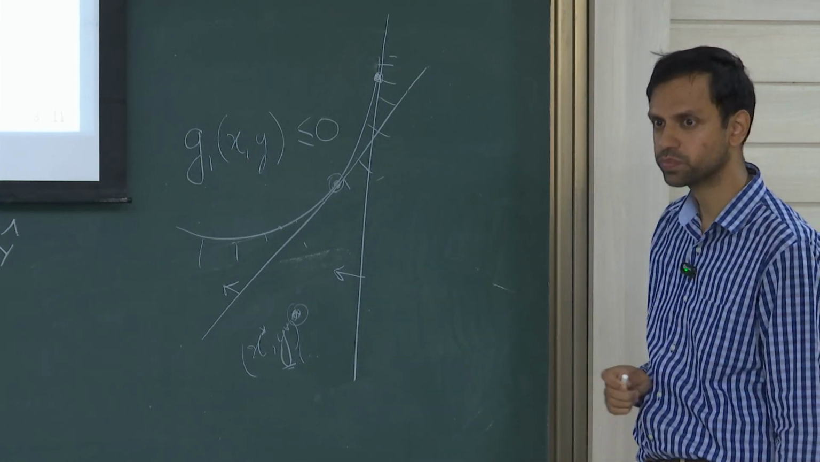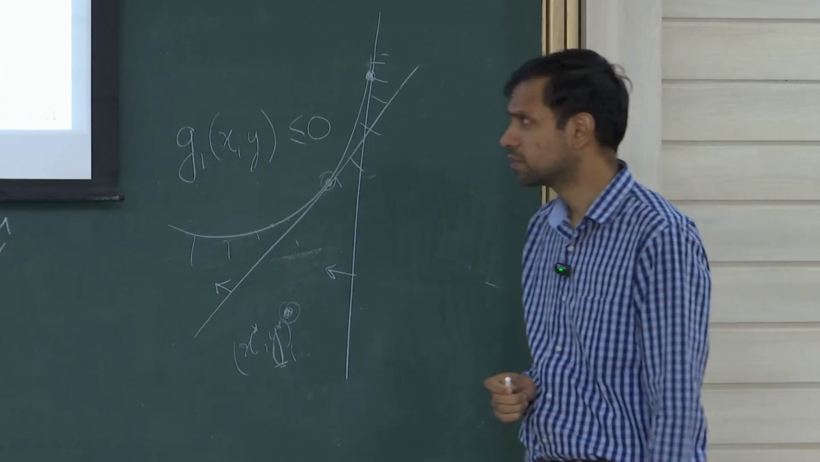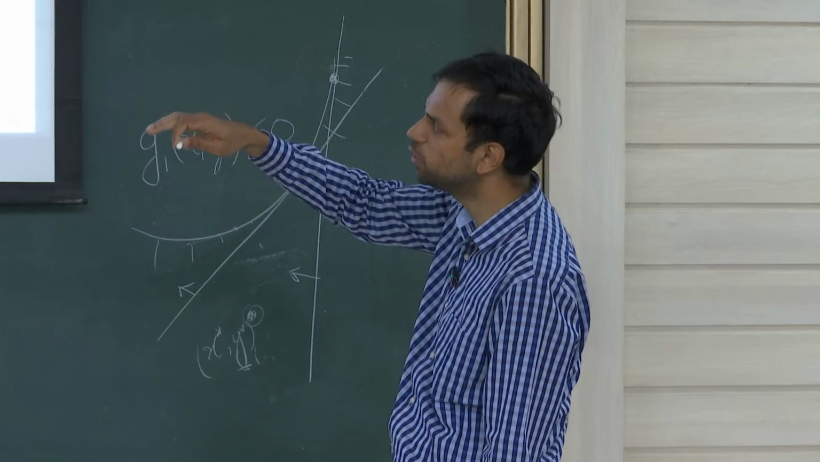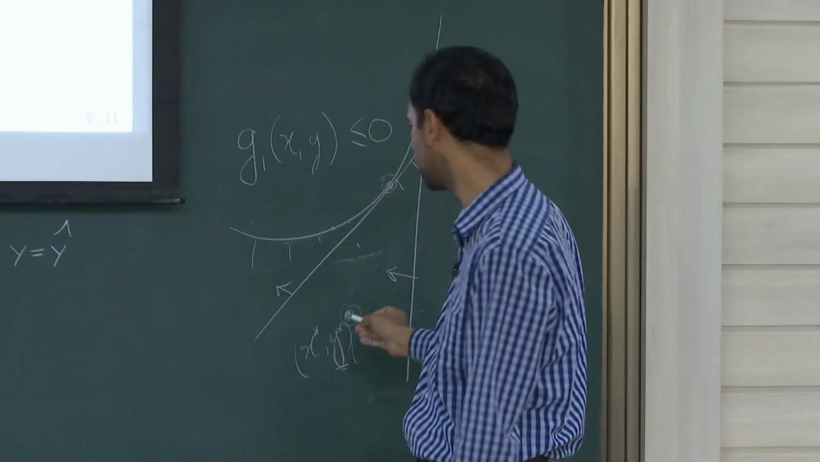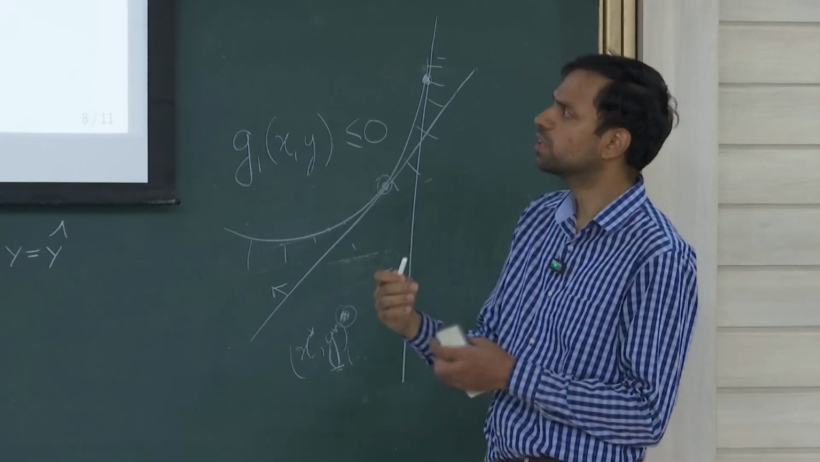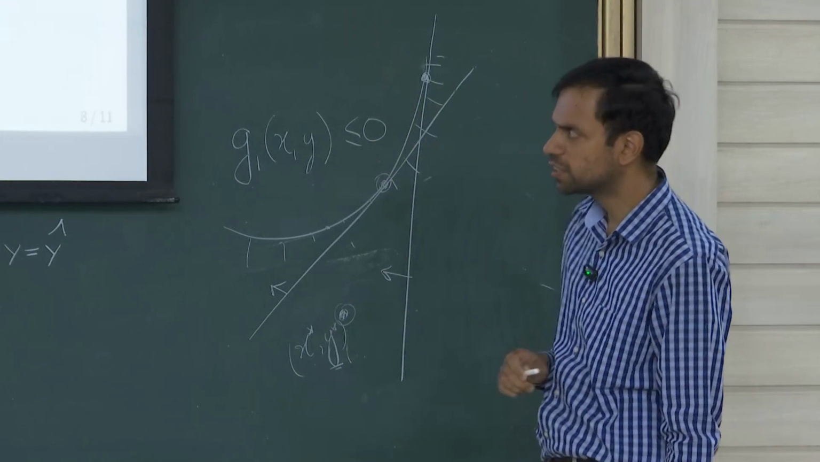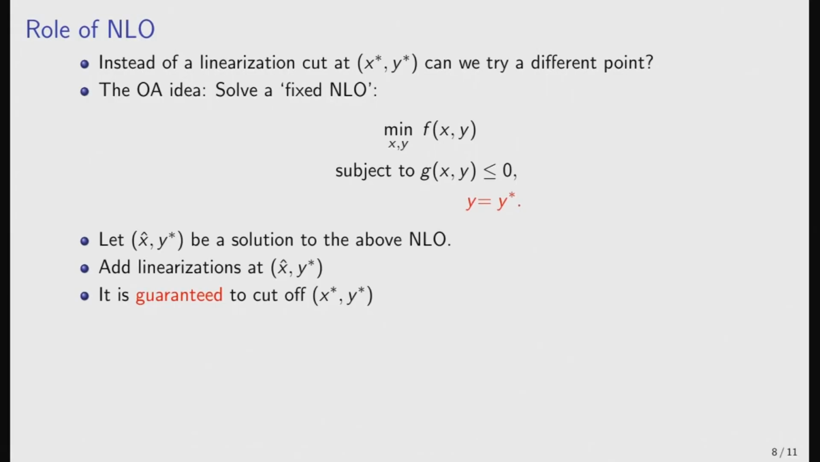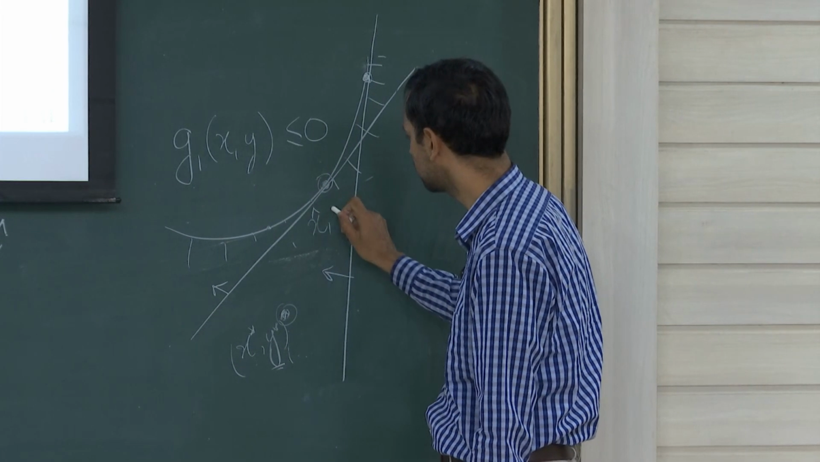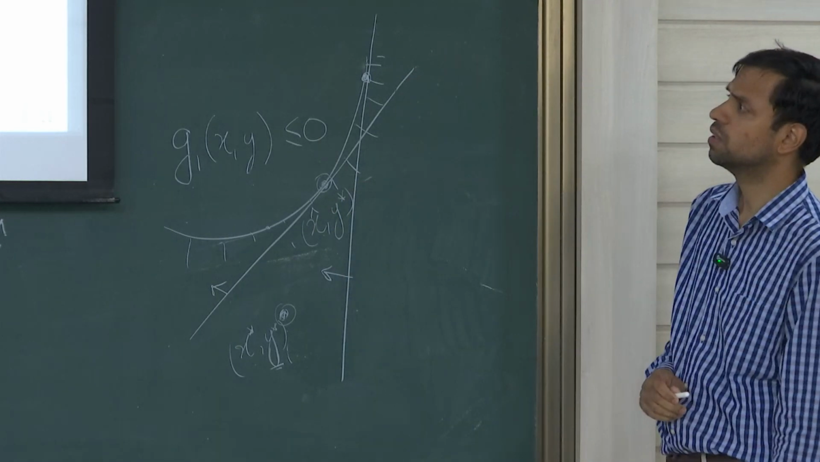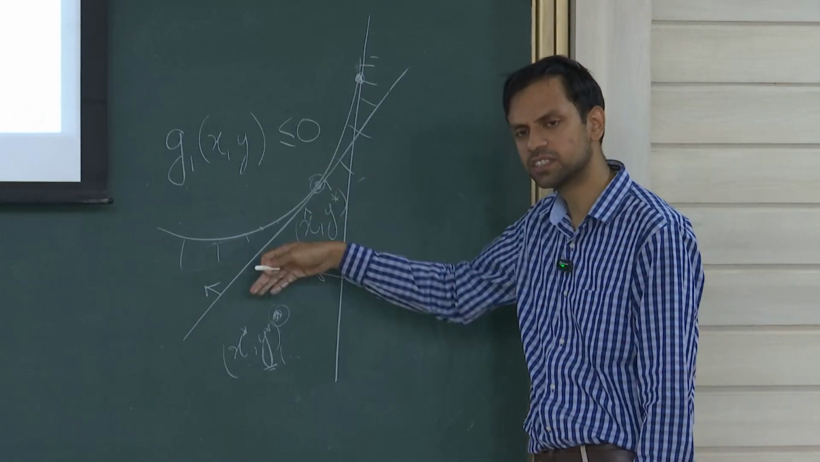And you get a new point. Our earlier point was x star y star. I give it to an NLO solver and fix all the y variables to y star, solve the NLO, and get this point x hat y star. Okay, so this point is x hat y star, and then add linearizations at this point.